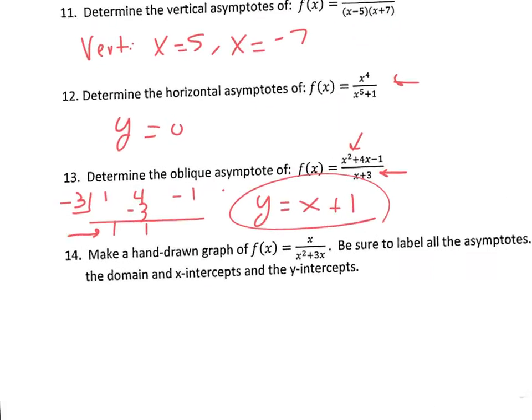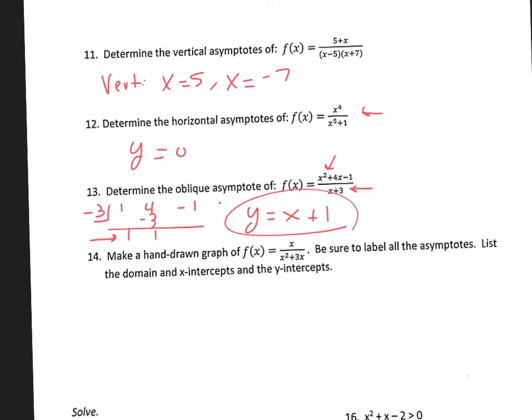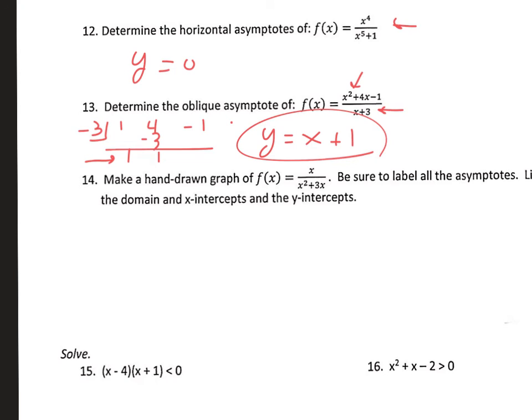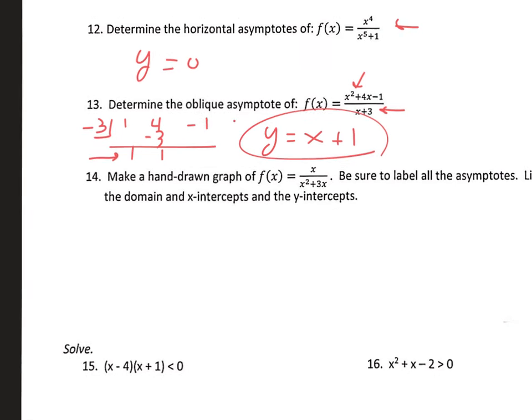14 asks you for all that stuff. We just did a little bit of everything. The only thing we did not do were the x-intercepts and y-intercepts. The x-intercept is whatever makes the top numerator 0. The y-intercept you find by plugging zeros in for all the x's.